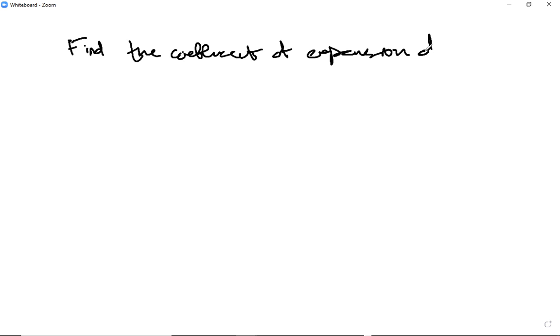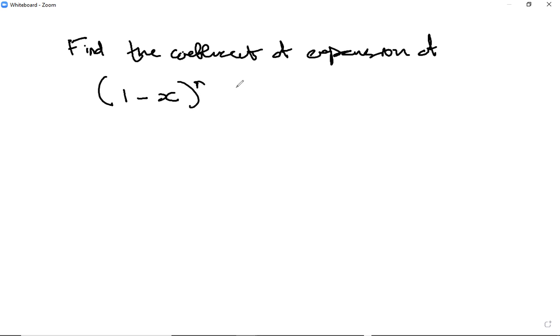The next thing they do, using that expansion, they want you to find the coefficient of a particular term. And this is where it gets very interesting. So they'll say, find the coefficient of the expansion of, let's just say I got 1 minus x to the power of n, okay?